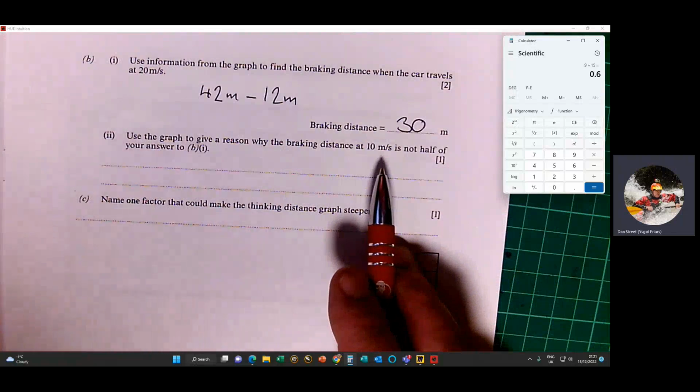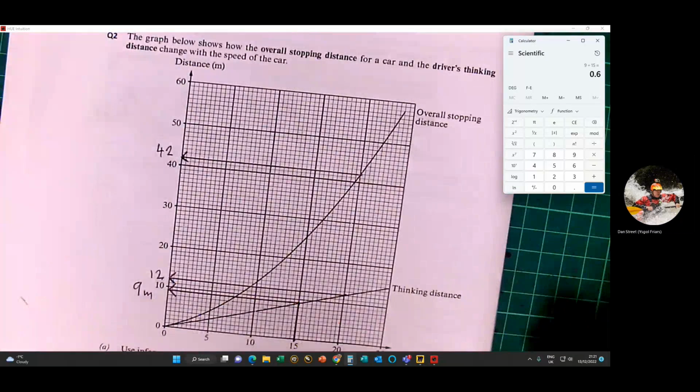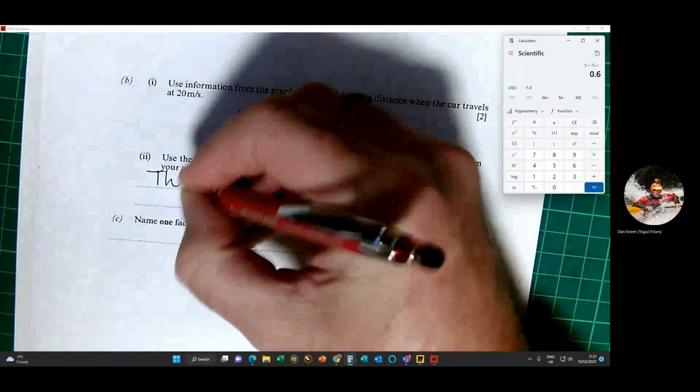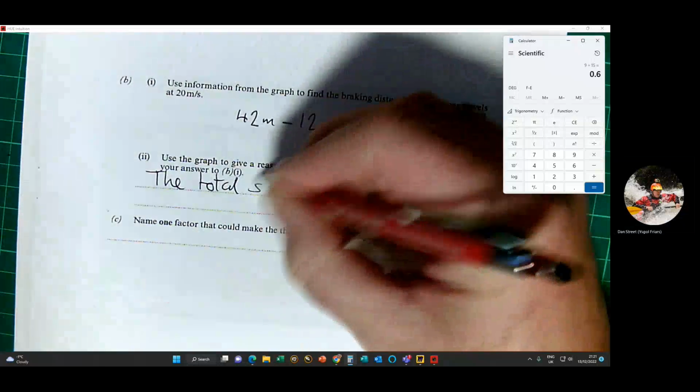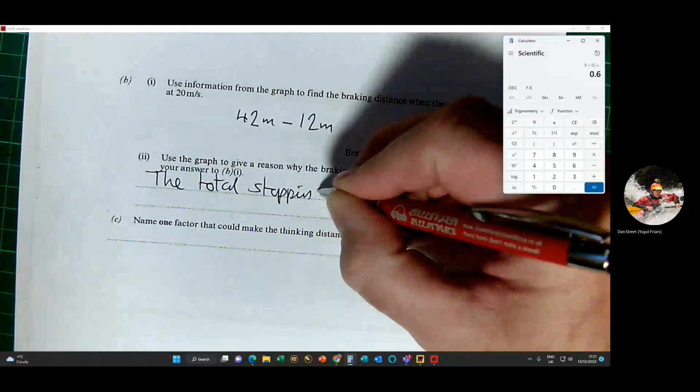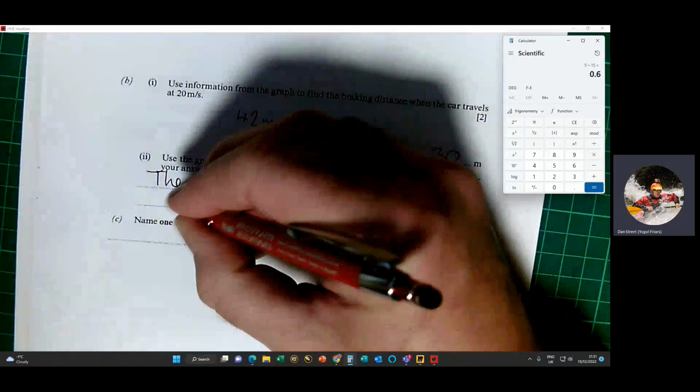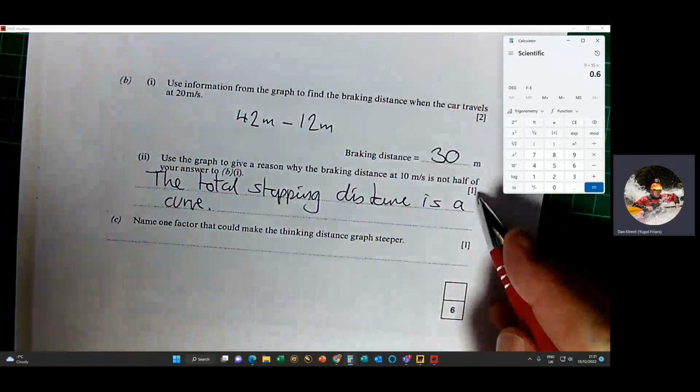Use the graph to give a reason why the braking distance at 10 meters per second is not half of your answer from B part 1. Okay, so as I mentioned previously, the total distance is a curve. Okay, and this is because the brakes struggle to stop the car as it gets faster and faster. So the total stopping distance is a curve would be the correct answer there. Okay, and as it's only for 1 mark, we don't need to go into any further detail really.